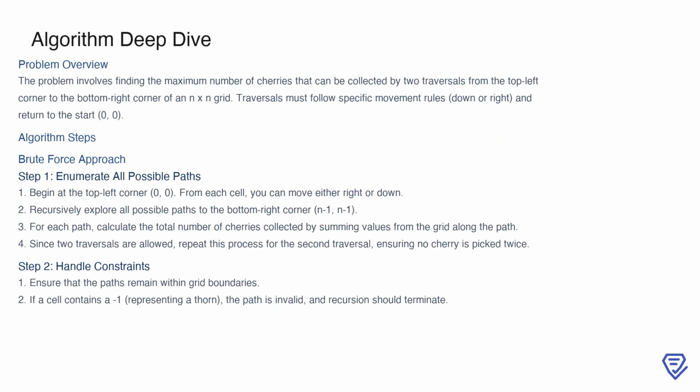The cherry pickup problem challenges us to optimize the collection of cherries from a grid while making two trips. Both trips start at the top left corner of the grid and end at the bottom right corner. Each traversal must adhere to specific movement rules, allowing only downward or rightward moves. Additionally, cherries picked during the first traversal cannot be picked again during the second.